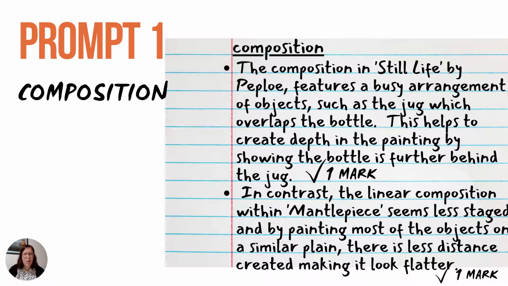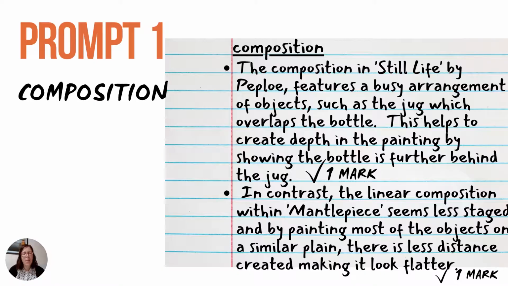Then you would continue to do your third point for composition, hopefully gaining 3 marks. Then you would move on to prompt word 2, texture. You would do the same: heading, underline, and first point, second point, third point.